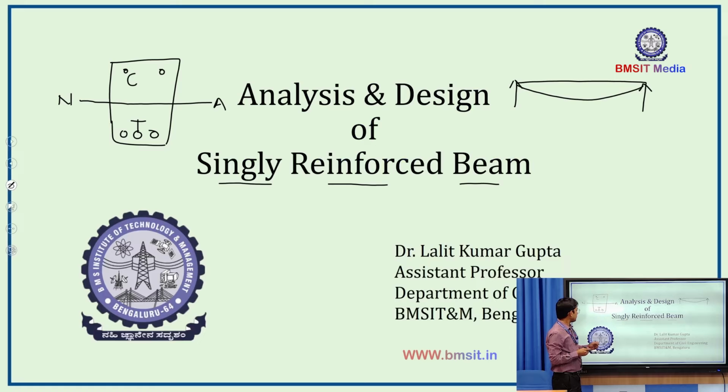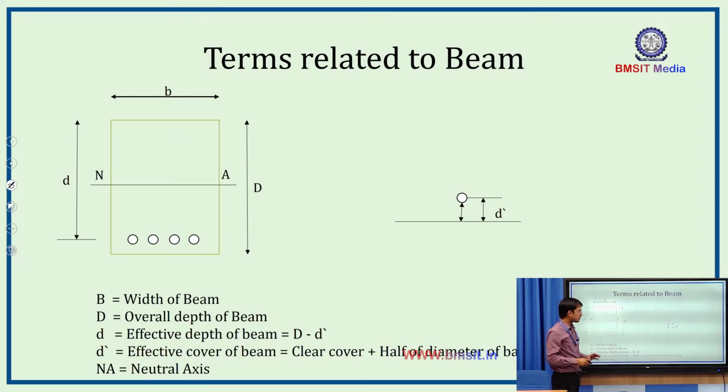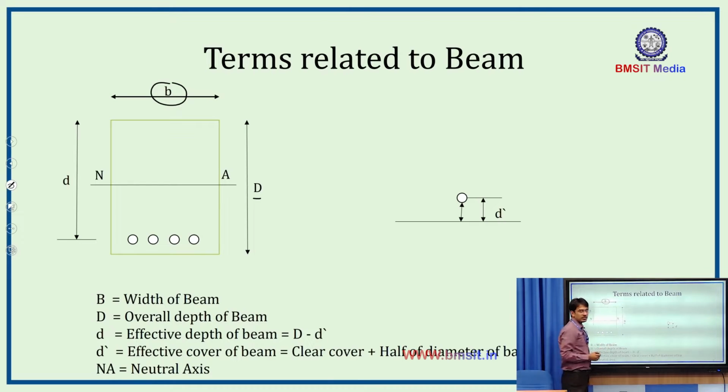Now I am coming to the technical terminology regarding the beam. We have the cross section of the beam like this, in which one dimension is the width, which we abbreviate by small b. Then we have the overall depth, that is capital D, but for calculation we use small d, that is the effective depth.